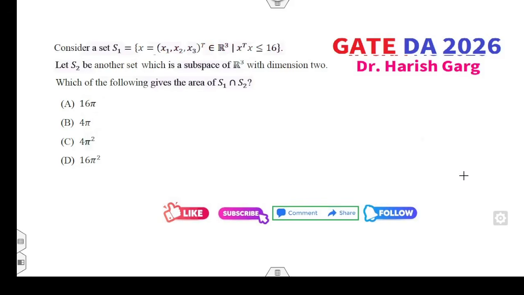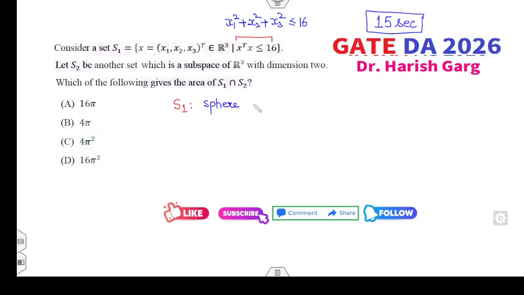Let's look at the first question. Always try to read the statement very carefully, and my target is to provide the answers within a 15-second time period. Clear? Now read the statement very carefully. S1 is a collection of all those elements of R cube such that x times x transpose is less than or equal to 16. x times x transpose will be x1 square plus x2 square plus x3 square, which is less than or equal to 16. That means this is the equation of a sphere with radius 4.